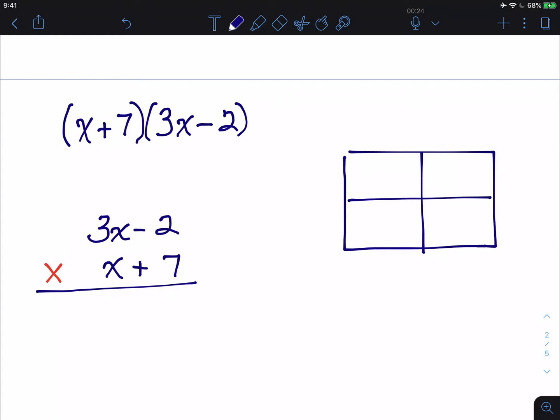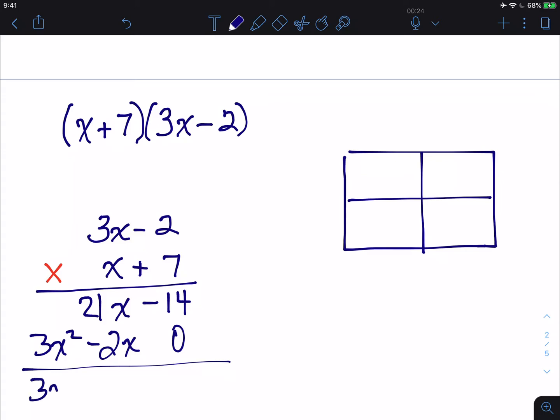If we were going to do this the old-fashioned way, the standard way, we would just stack the two on top of each other, and then we would multiply. 7 times negative 2 is negative 14. 7 times 3x is 21x. And then bring down my placeholder. Negative 2 times x is negative 2x. And x times 3x is 3x squared. And then we would just add. So 3x squared plus 19x minus 14. So that's how we get the product of those two binomials.